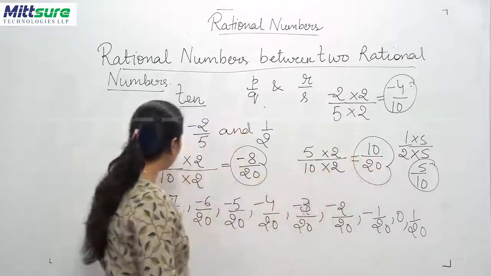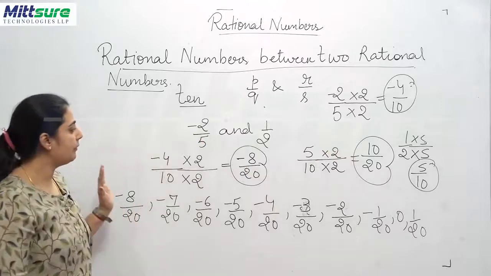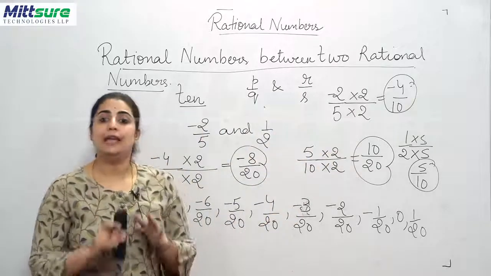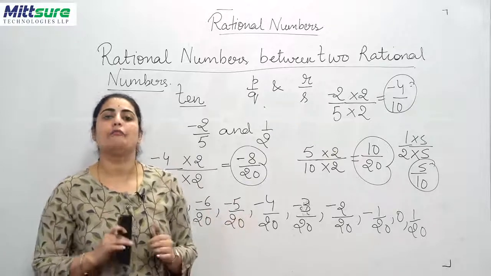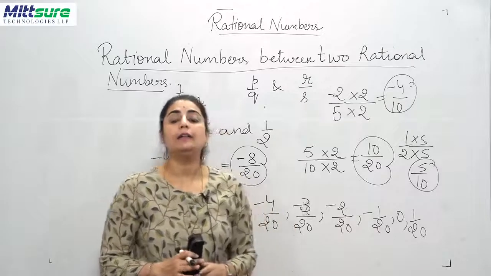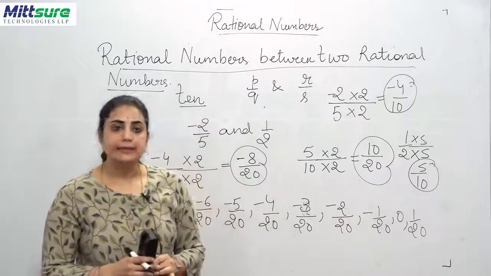Now out of the range, that is minus 8 upon 20 and 10 upon 20, I could choose any 10 numbers of my choice. I have to jot them down and the answer will get completed.